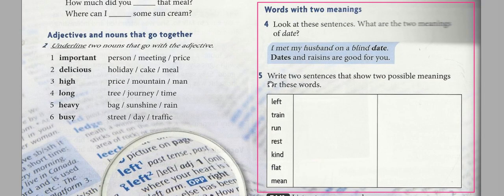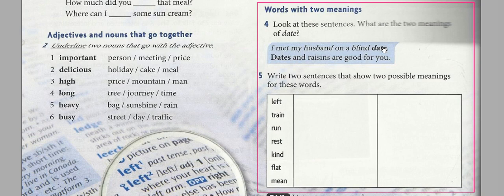In the same section, on page 12 of your student book, I had asked you to do number 5 here as homework. So in here you had to come up with a few sentences, putting the words here, you see, in 2 sentences with 2 different meanings of the word. For example, you have here the word date, and you see, I met my husband on a blind date, and then the same word, dates and raisins are good for you.